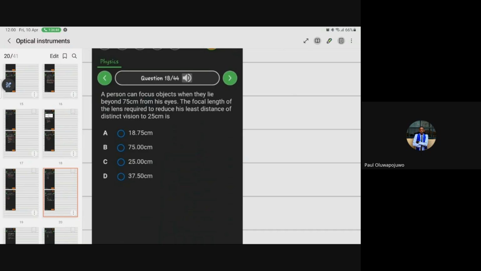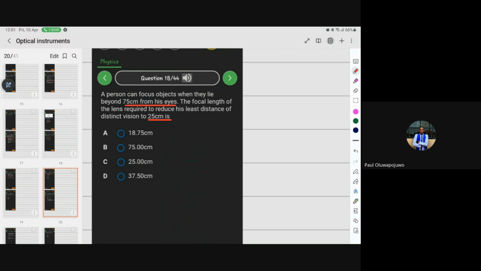Good. So now, what does this guy need? This guy needs a converging lens, isn't it? So remember that for a converging lens, the focal length is always positive, right? Now, when they lie beyond 75 centimeters from his eyes, remember that the distance vision is 25. That's the least, what do you call it? The near point, right? Should be 25. So now, how do we solve this problem?